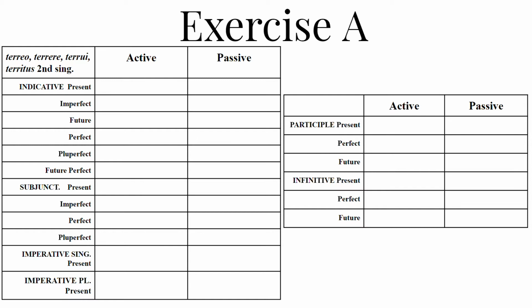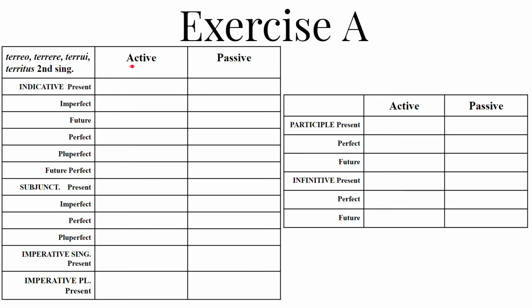So terreo, terrere, terrui, territus, second person singular. This is a second conjugation verb. I can tell by the eo in the first principal part and the ere, that's a long e. Terrere, because it has the eo. Terreo, terrere, terrui, territus. We want the second person singular. So keep in mind, it's a second conjugation. That's important. So we want the present stem. The present stem is terre.